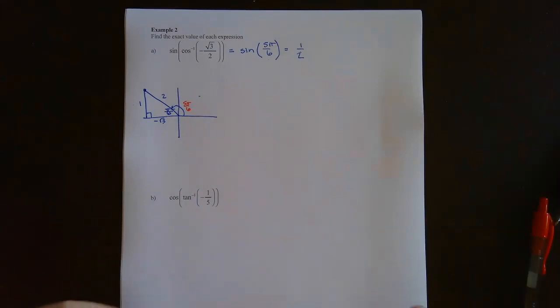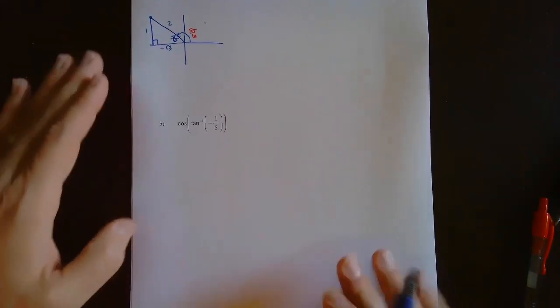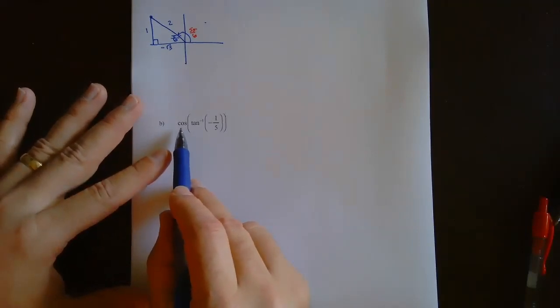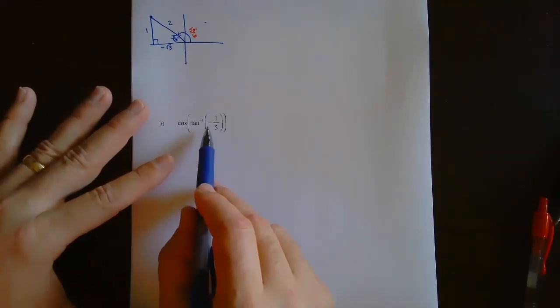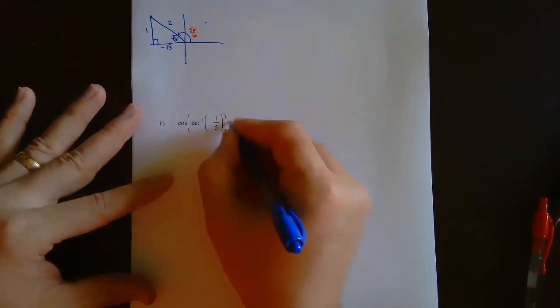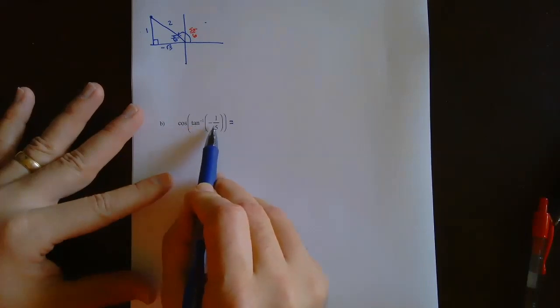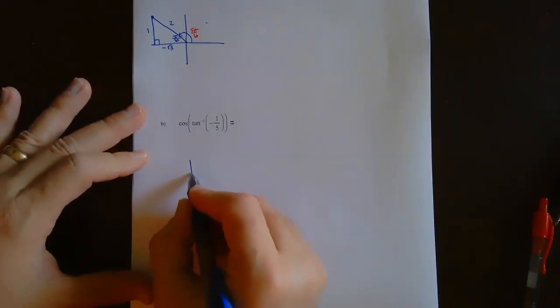Okay, so let's do this next one. Cosine of tan inverse of negative 1/5. So I know I'm doing tan inverse, and I know that my ratio is negative, so I'm going to draw my diagram.